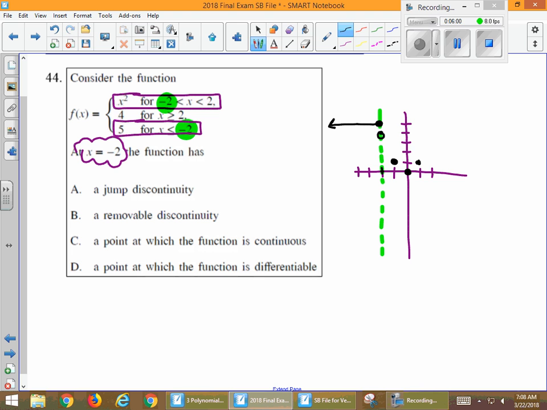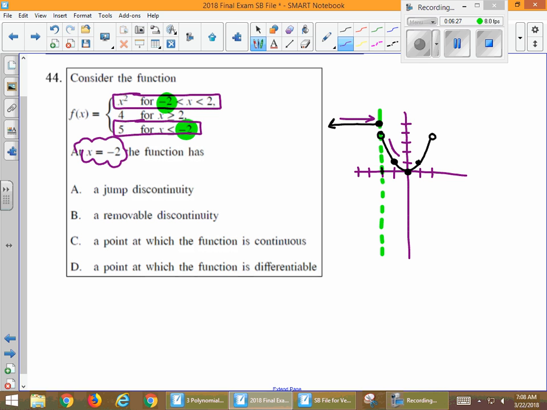This is where our parent functions are really helpful. If you can think about what the parent function looks like, I think on this one it saves you some time actually evaluating the function. So here, as we evaluate from the left, our function is going to 5.